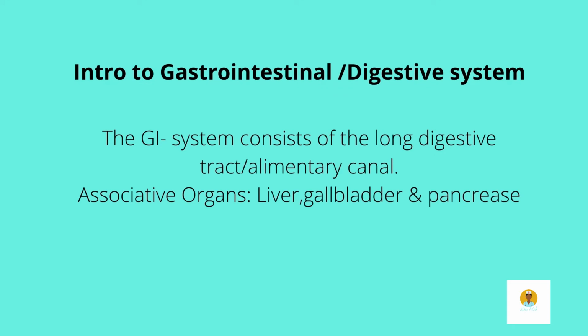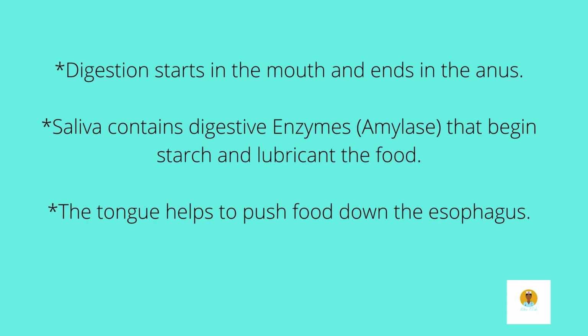So the GI system, also known as the digestive system, consists of a long digestive tract or alimentary canal and associated organs. These organs are the liver, gallbladder, and pancreas. So whenever we talk about the digestive system or the gastrointestinal system, these organs are part of that system. The digestive tract starts from the mouth and ends in the anus.